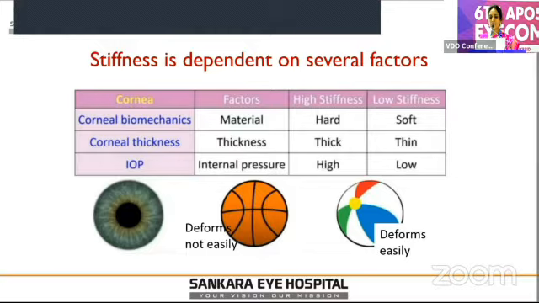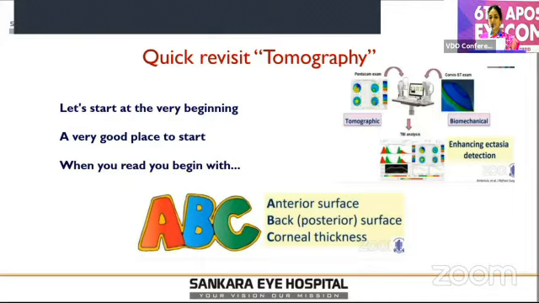Stiffness is dependent on several factors: the biomechanics depends on the material, the thickness, and the internal pressure. If we take a small example, there is the football which does not deform easily, whereas the other ball deforms easily. So ABC is a quick revisit of tomography, where we have to look into the anterior surface, the posterior surface, and the corneal thickness. And adjunct to it, we have to go for the biomechanical factors by Corvis ST.